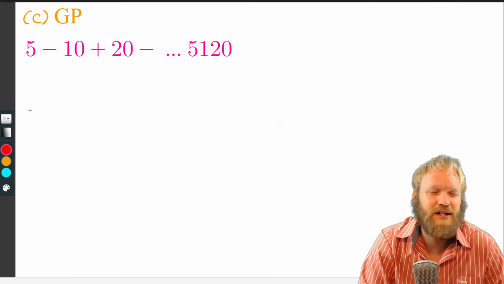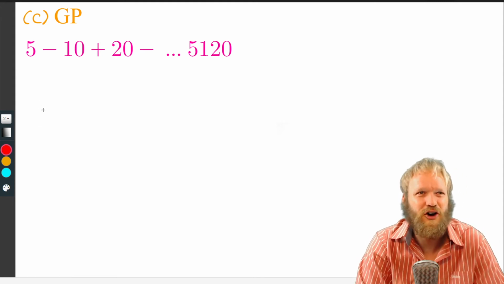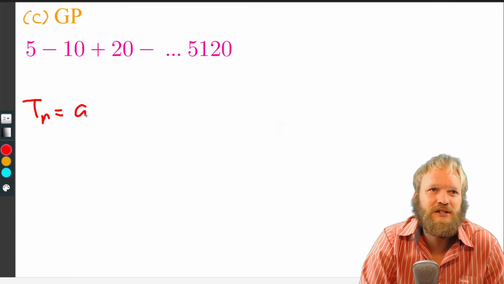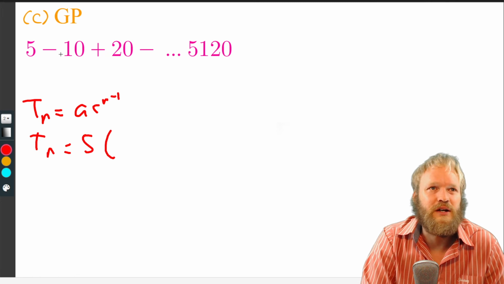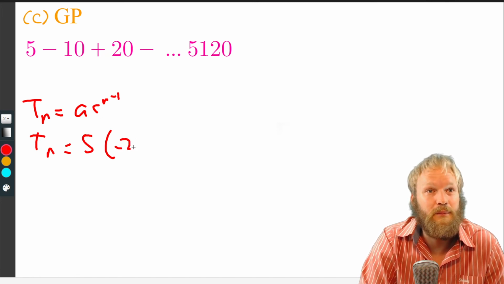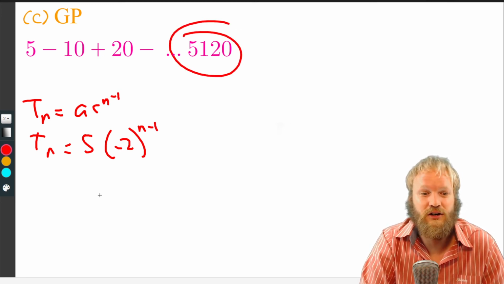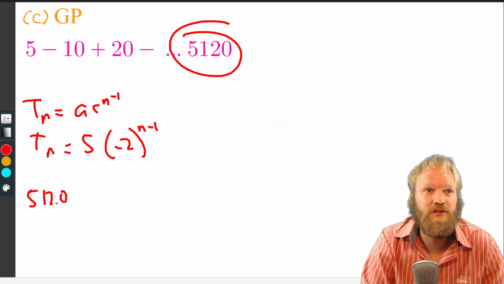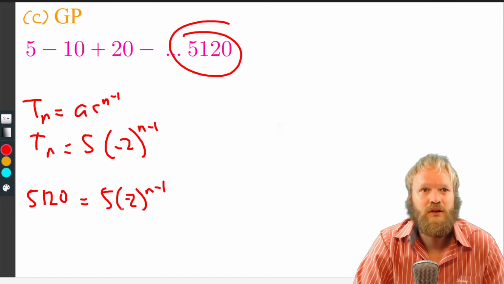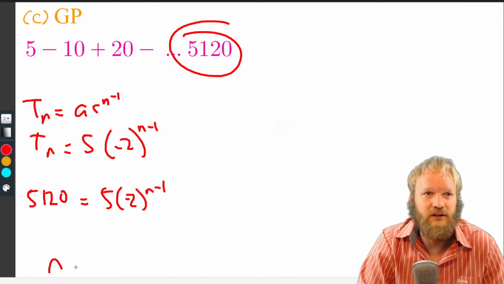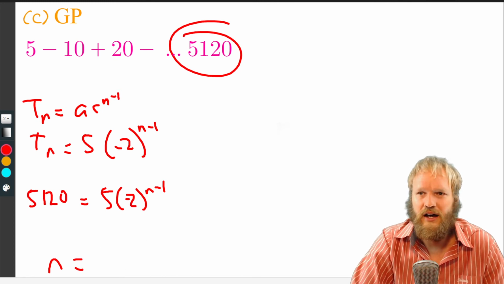Well, again, we're getting used to these types of things, I hope. We know Tn equals AR^(n-1). We know that A equals 5. We can see our ratio in this case is minus 2. That's what we're multiplying by. There's our thing. We need to work out what n is. We're given our last term, so we substitute: last term equals 5 times (-2)^(n-1). We solve that and get a value for n. And what value do you get for n?